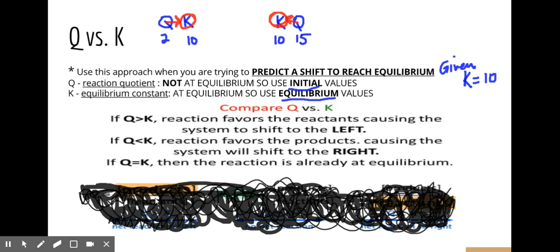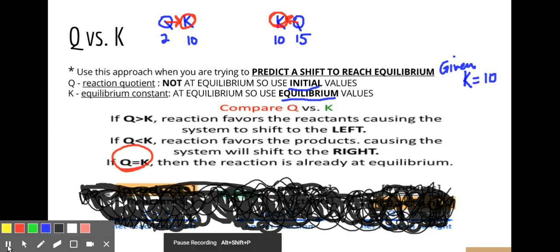Now, if Q and K are equal to each other, then you're already at equilibrium, so there will be no shift. So again, when we use this approach, we're trying to predict a shift to reach equilibrium. And so we have to determine if we're going to favor the products or favor the reactants to establish equilibrium, because we're not at equilibrium yet.